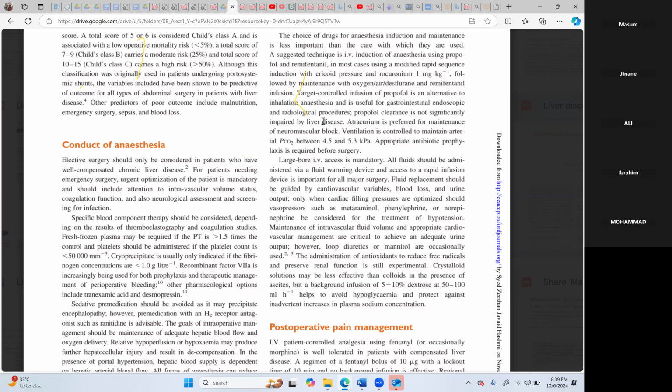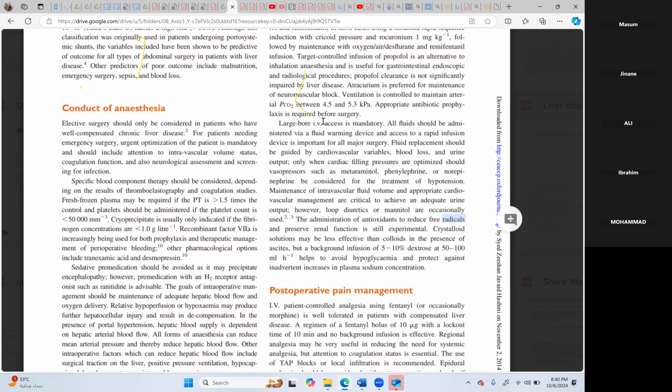Only when cardiac filling pressure is optimized should vasopressors such as metaraminol be used for the treatment of hypotension. You have to be careful about using these medications. Intravascular fluid volume and appropriate cardiovascular management are critical to achieve an adequate urine output, because otherwise it can lead to hepatorenal syndrome.